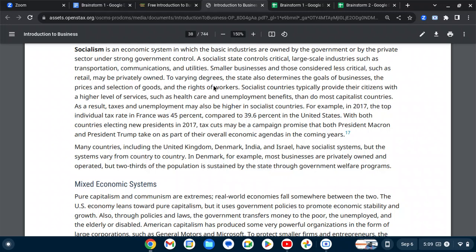With both countries electing new presidents in 2017, tax cuts may be a campaign promise that both President Macron and President Trump take on as a part of their overall economic agendas in the coming years. Many countries, including the United Kingdom, Denmark, India, and Israel, have socialist systems, but the systems vary from country to country. In Denmark, for example, most businesses are privately owned and operated, but 2/3 of the population is sustained by the state through government welfare programs.